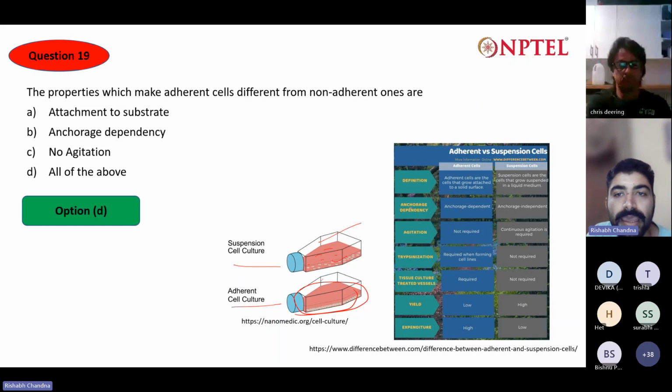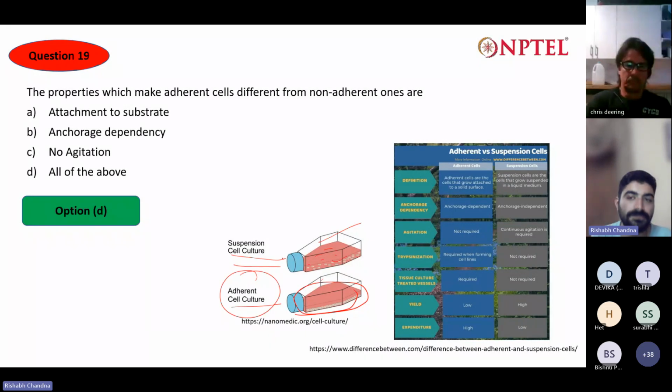And encouraged dependency is seen only in adherent cell culture, not the suspension cell culture, because they are moving in the medium itself. And then trypsinization: when we have to subculture or passage these cells, we have to remove them from one another and from the surface of the plate. So we use a trypsin medium that will help us isolate these cells from one another, and a single cell will be obtained from that. So we use trypsinization for adherent cell culture, but not for the suspension cell culture.